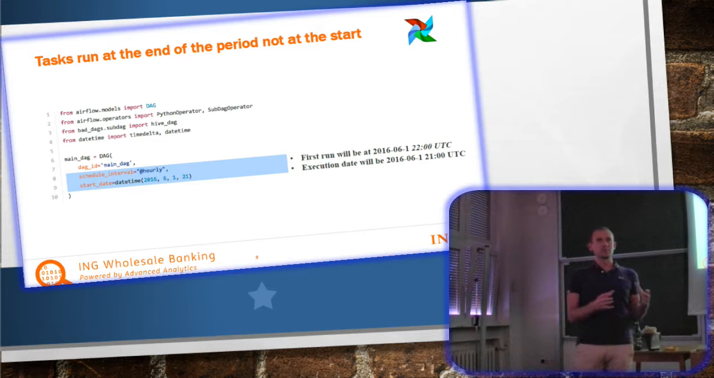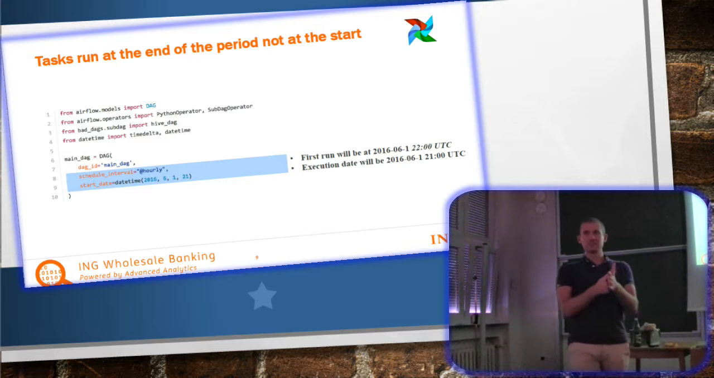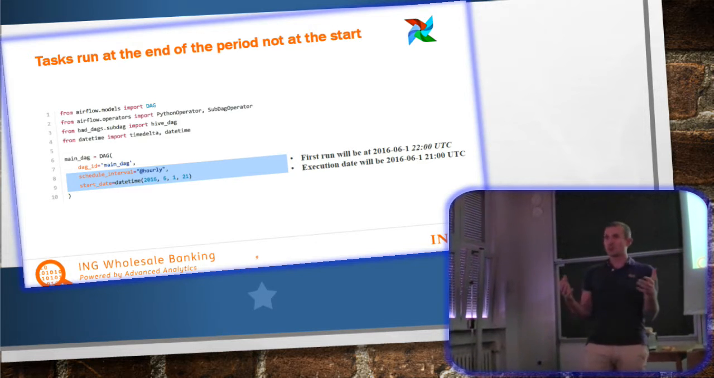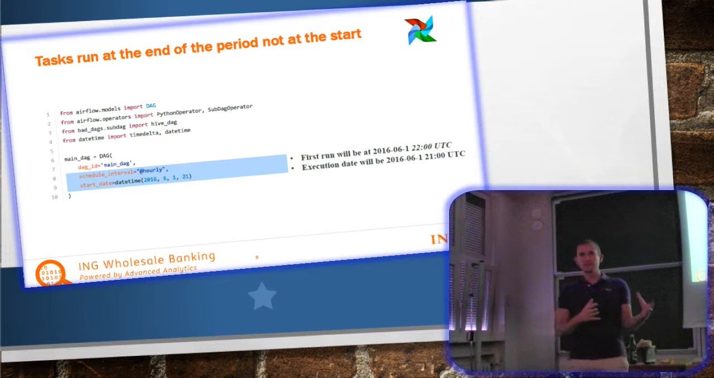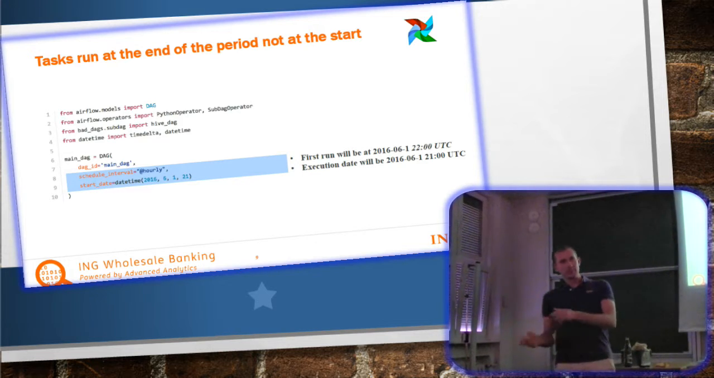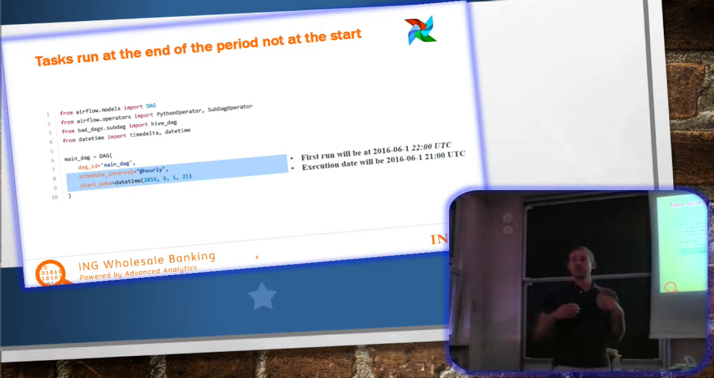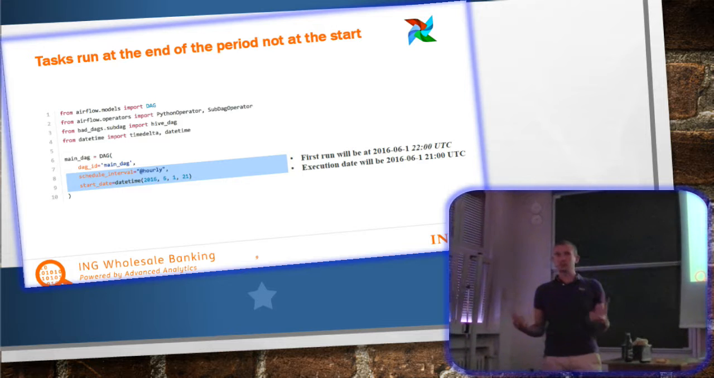Why is that? Because we assume that you want to use that date in selecting, for example, data from a database, and then you want to select it up until that date at that moment. This is just an assumption that was set at the beginning.